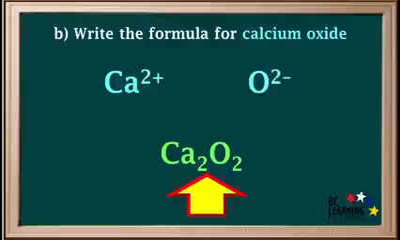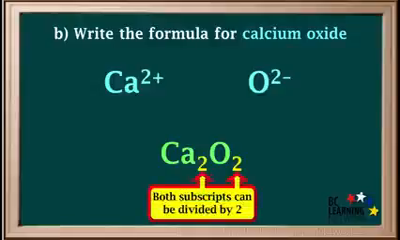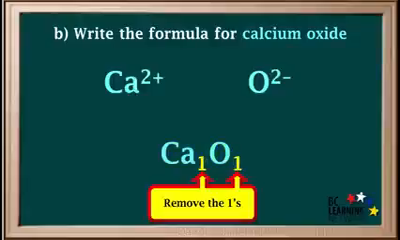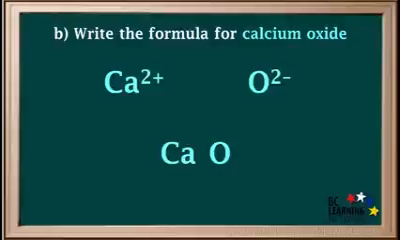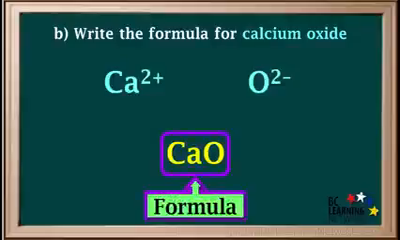Now we have the formula Ca2O2. But you can see that both of the subscripts in this formula are divisible by 2. So we simplify and divide both of these by 2 and get 1s. We do not keep the subscript 1 in a formula, so we remove the 1s, leaving us with the formula CaO, which we'll compact and write as the final formula for calcium oxide.